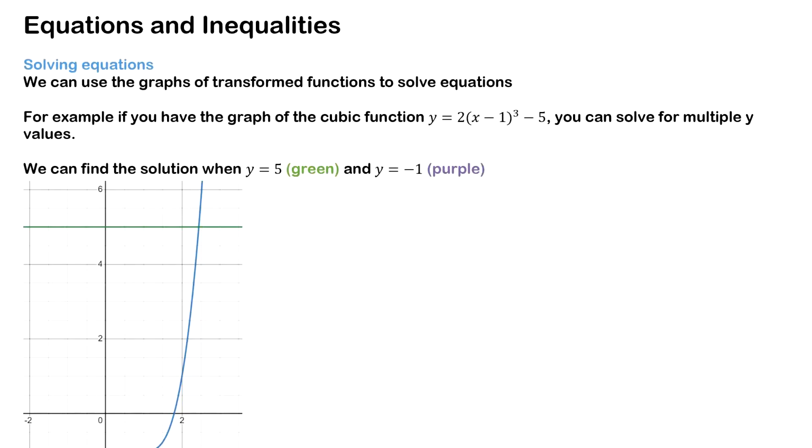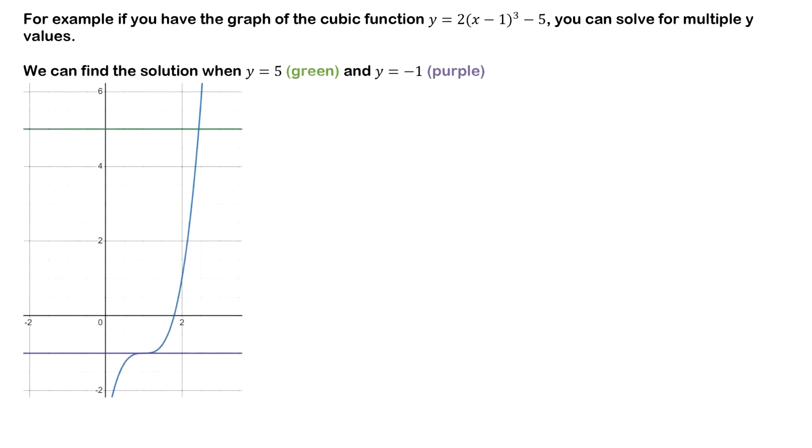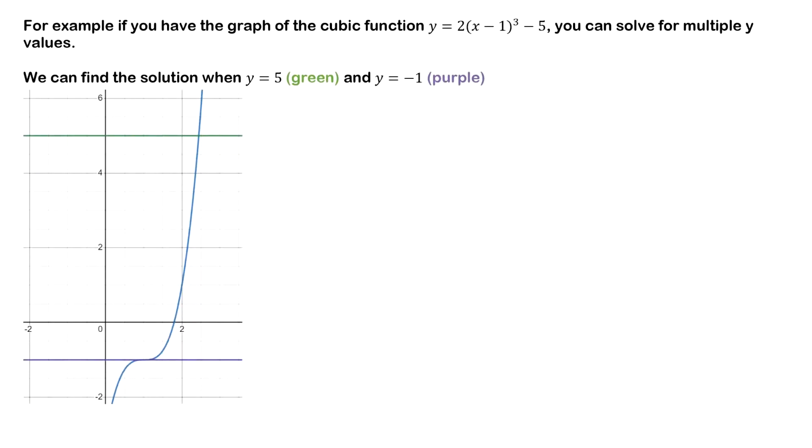For example, we can find the solution when y equals 5, which is given by the green line, and when y equals -1. All you need to do is draw a vertical line going straight down to the x-axis to find your x solution at these intersection points. Where these lines cross the x-axis is the x solution for those equations.